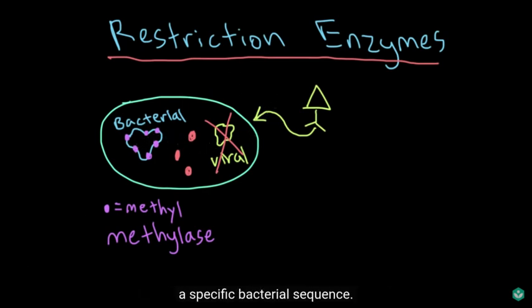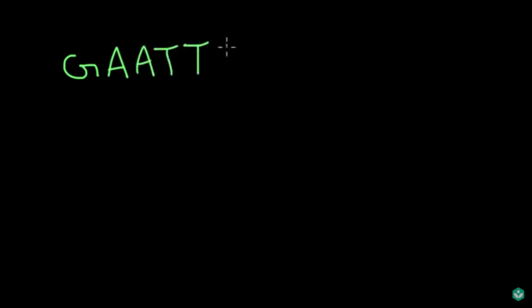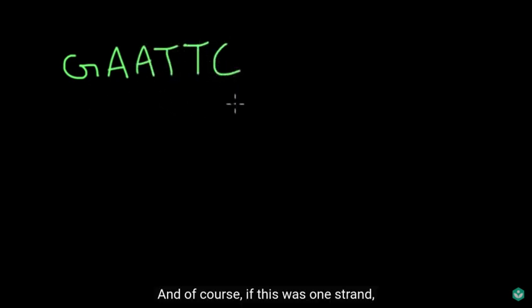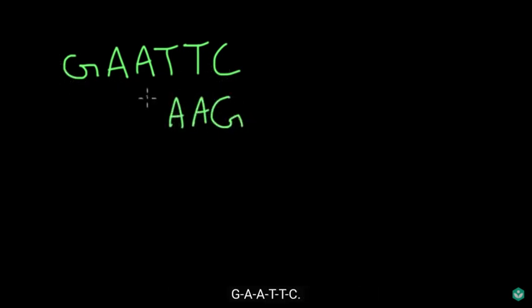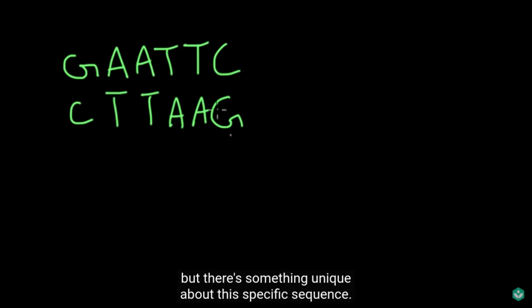Now, in order for the restriction enzyme to work, it needs to recognize a specific bacterial sequence. So let's write out an example sequence. Imagine that if we zoom down to the nucleotide sequence of the bacterial DNA, the sequence was GAATTC. And of course, if this was one strand, then the sister strand would be GAATTC.